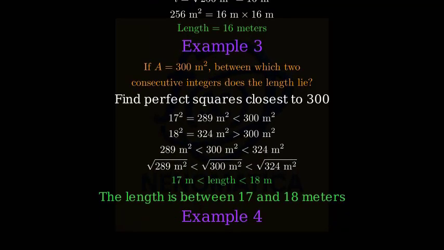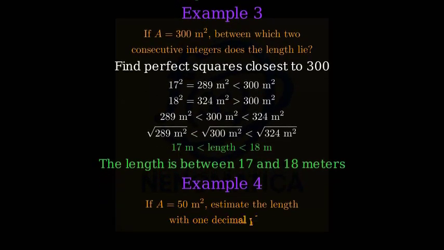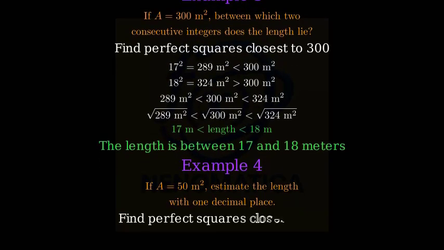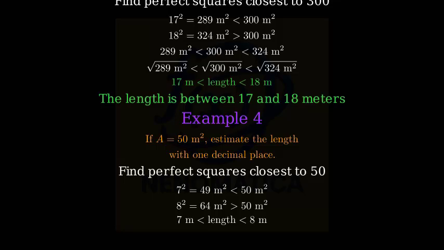Let's look at one more example. If the area of a piece of land is 50 square meters, estimate the length with 1 decimal place. Again, 50 is not a perfect square, so we need to find which squares it lies between. We find that 7 squared is 49 square meters, and 8 squared is 64 square meters. So the length is between 7 and 8 meters.